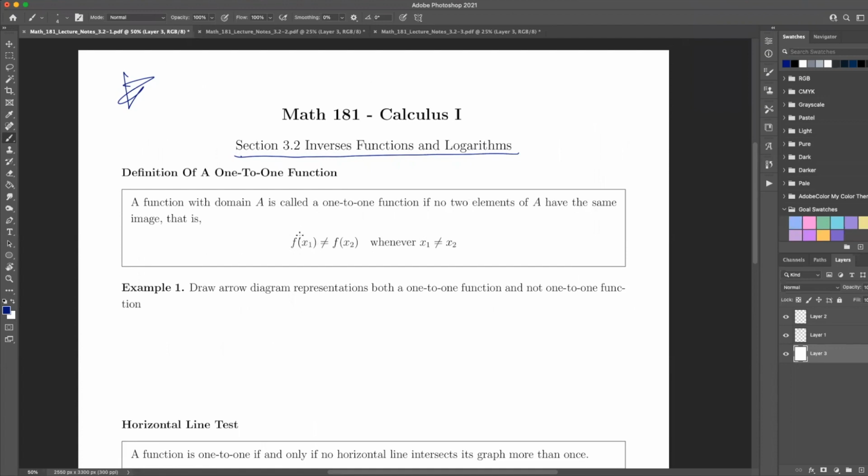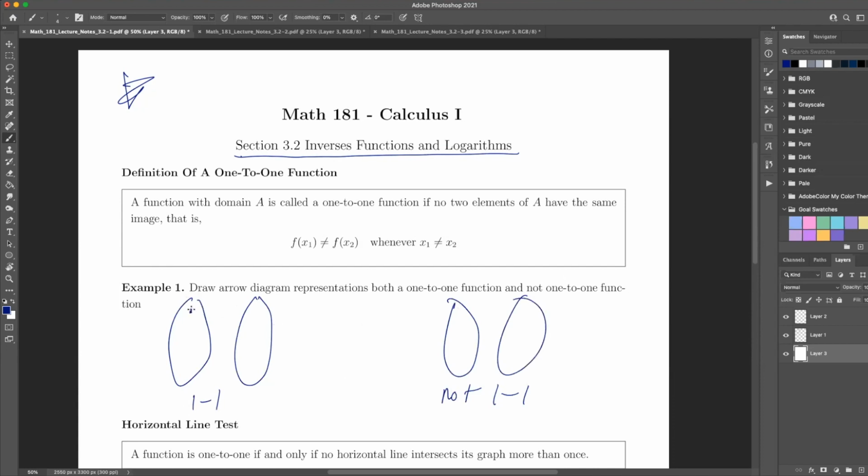if the two function values are different, it means that they have different inputs, right? So different inputs give different outputs, guaranteed. With a one-to-one function, this is kind of easy to explain. We'll say this one is one-to-one, abbreviated 1-1, and then we'll do one that's not one-to-one.